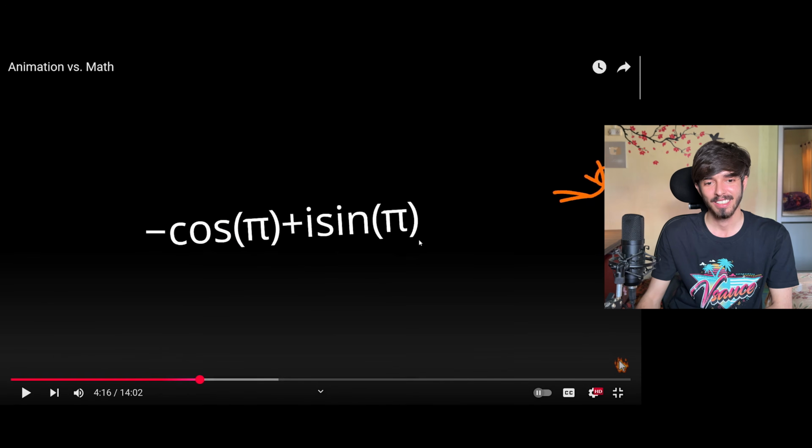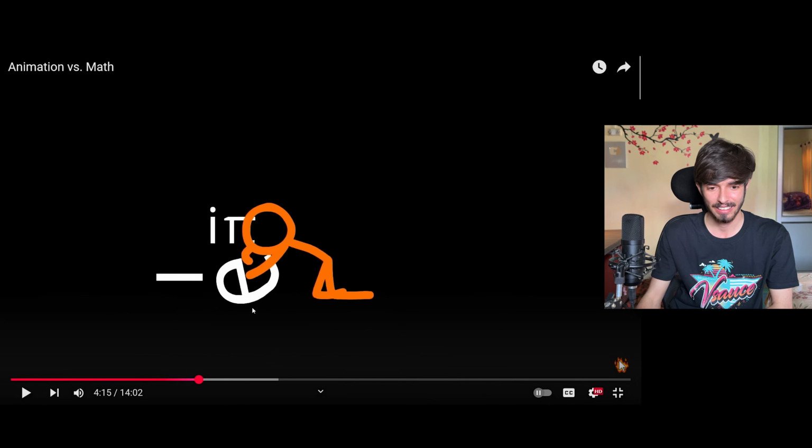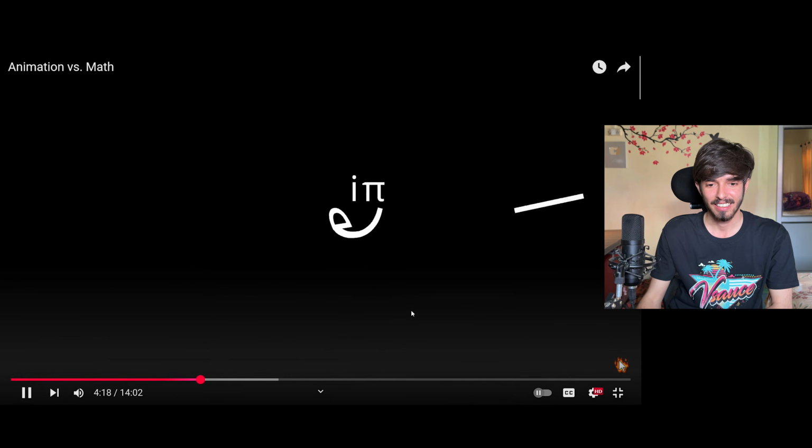Yeah, this is cos pi plus iota sine pi, and the minus is there. Why? Because the minus was already there. e raised to i pi is cos pi plus iota sine pi. Okay, so yeah, it's running.